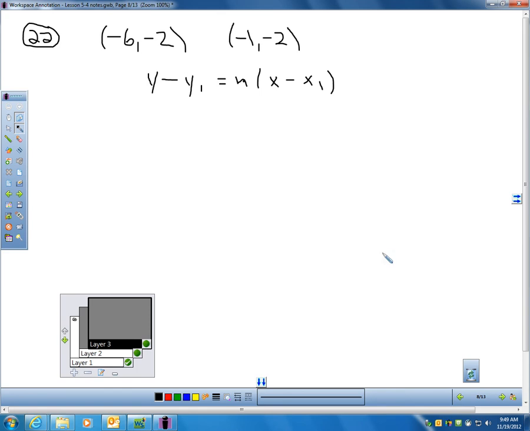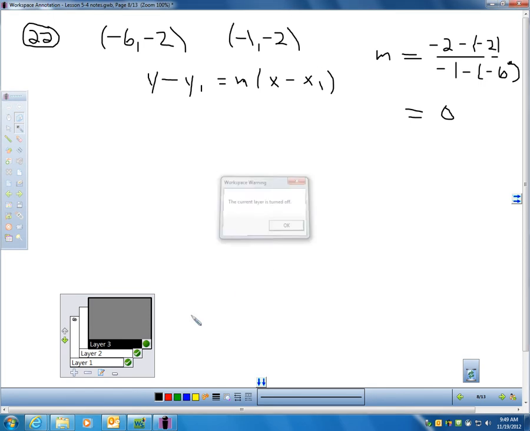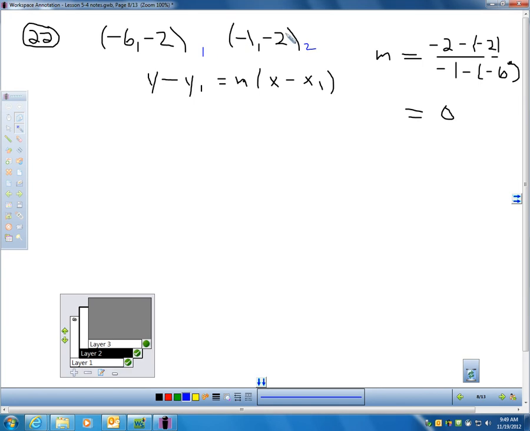We'll do one last one just to make sure you got this down. Question 22, they give me 2 points. They want a standard form equation, so I got to get the slope first, so I'm doing that here. I'll call this point 2, and I will call this point 1, and negative 2 minus negative 2 is 0 in the numerator, and negative 1 minus negative 6 is 5 in the denominator, and 0 over 5 is 0. So my slope is 0.